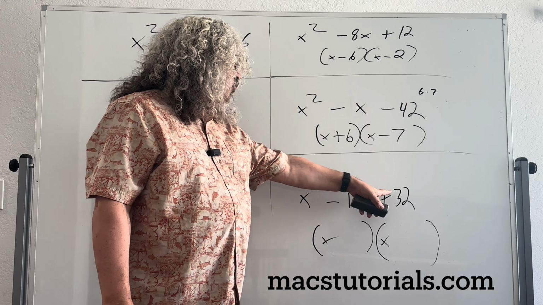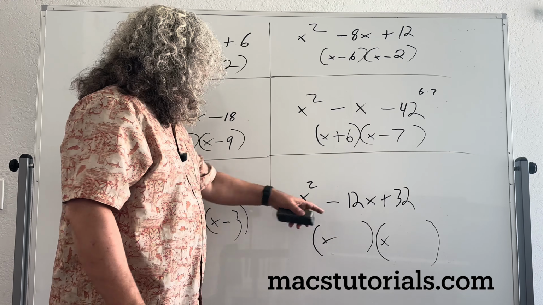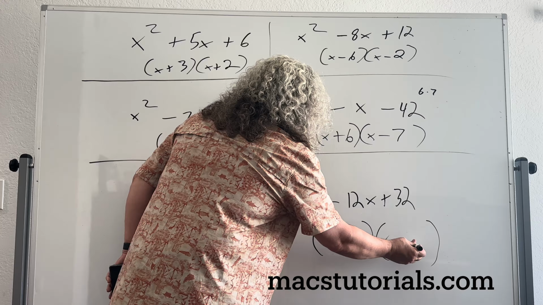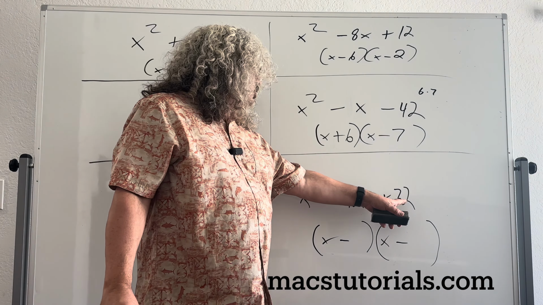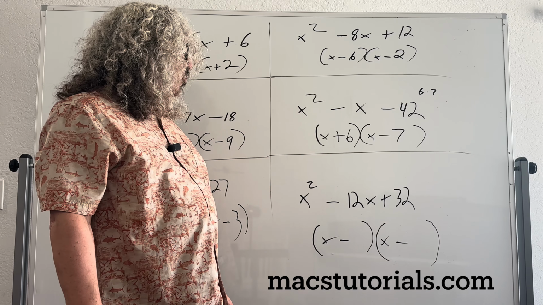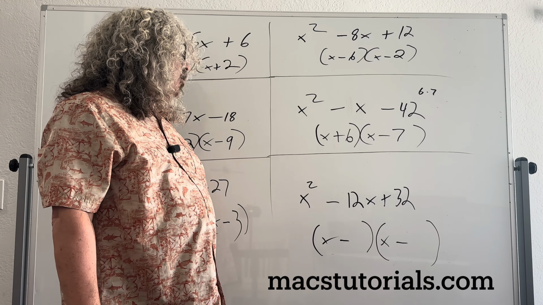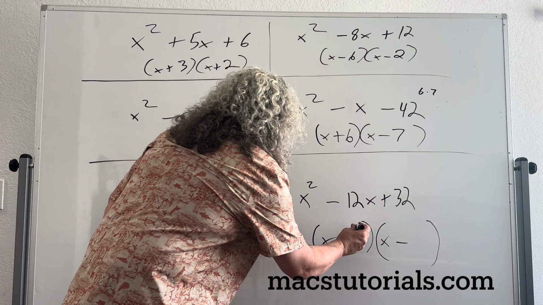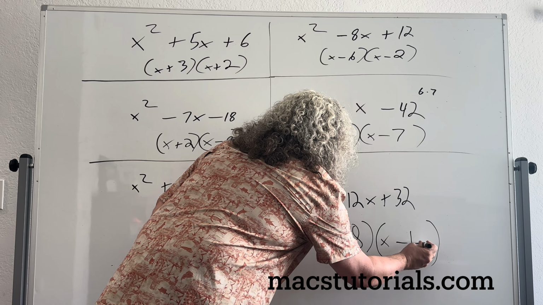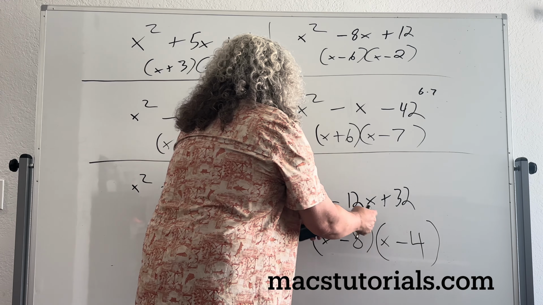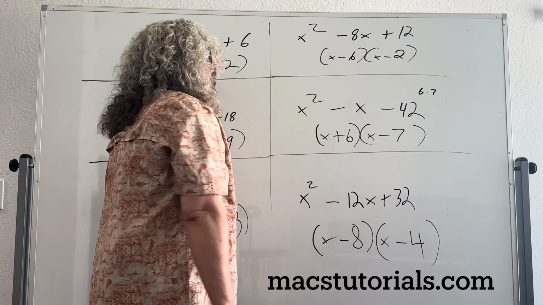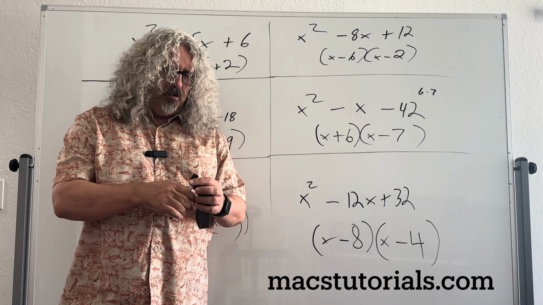Last one right here. Third term positive, signs are the same. Take the sign of the middle number. That's going to be a minus and a minus. What multiplies to 32 and will add up to 12? Well, let's see. That's going to be, for me, an 8 and a 4. And so 8 times 4, when you add them, they get to 12. When you multiply them, they get to a positive 32. Boom.